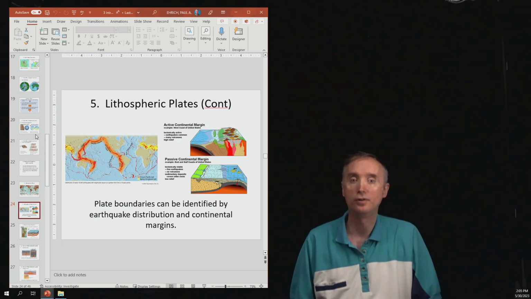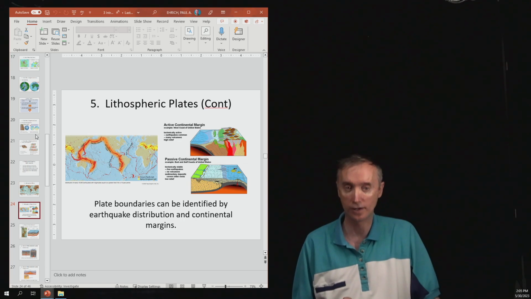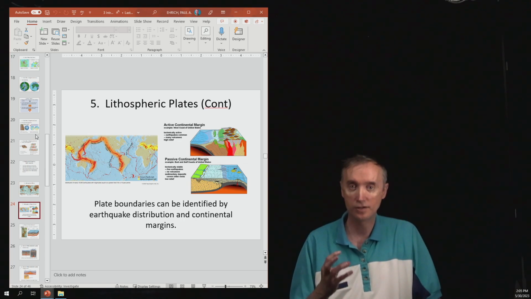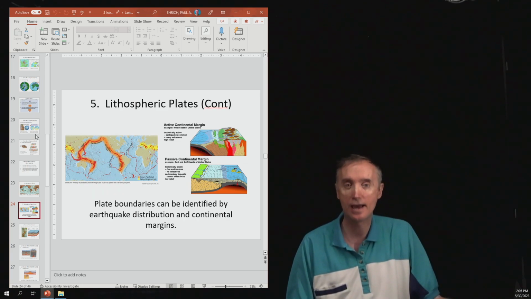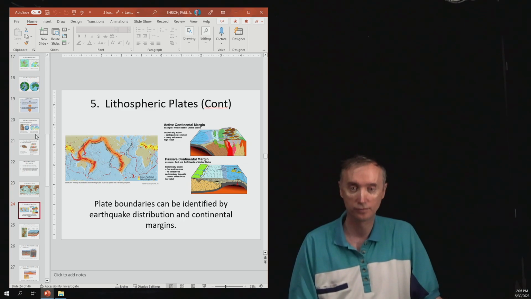All right, so you can find the location of the boundaries between these plates by looking for earthquakes. Earthquakes will map out the location of the boundaries of the plates. Also, you should know the difference between a passive margin and an active margin. So make sure to know those two words, passive and active margins.